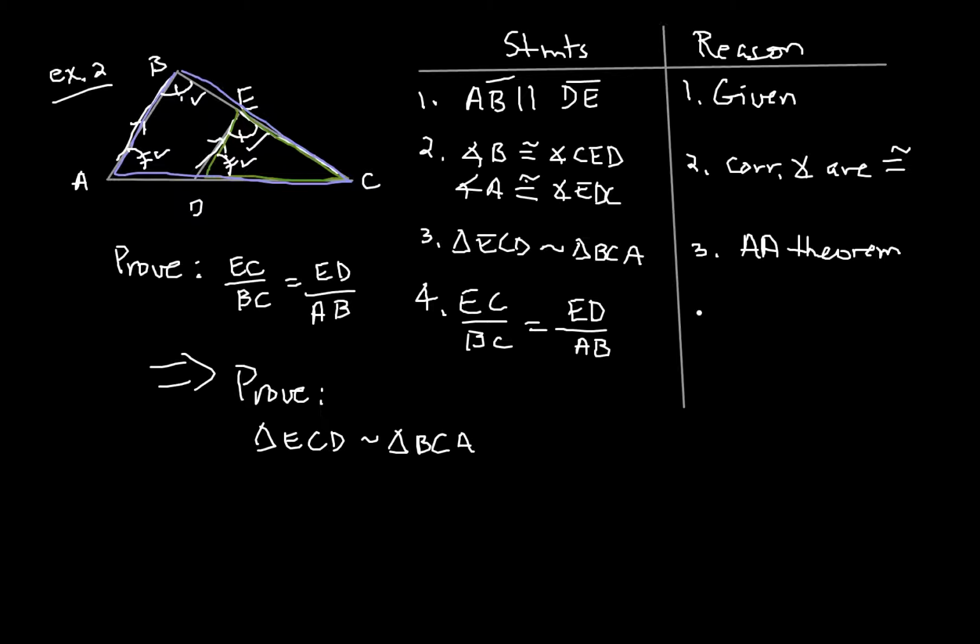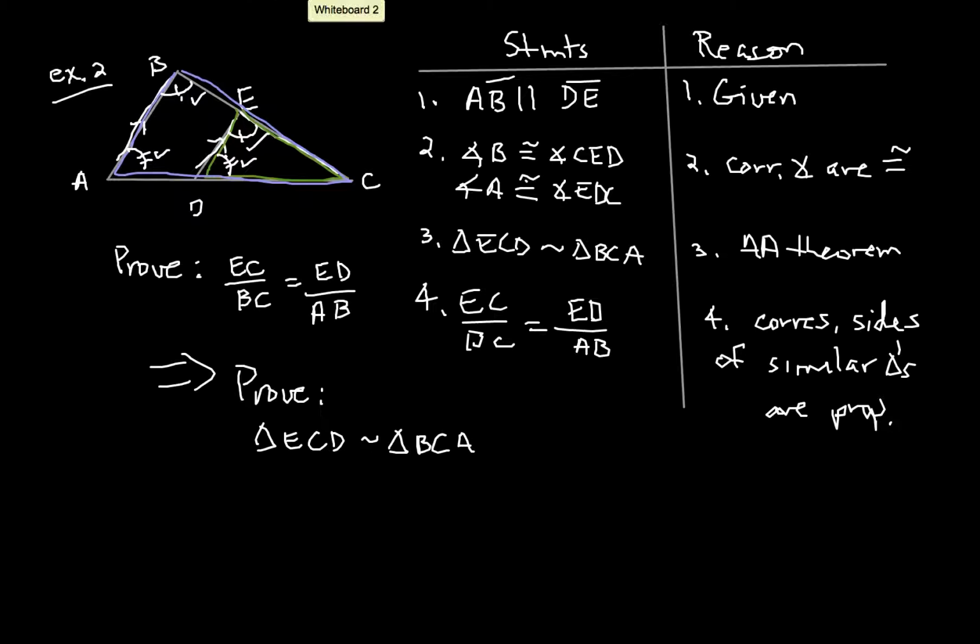There we go. And that reason would be corresponding sides of similar triangles are proportional. Now we're going to use all this to do the problems that we didn't finish yet. So let's go with 9.